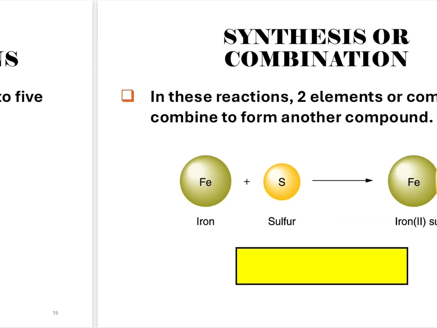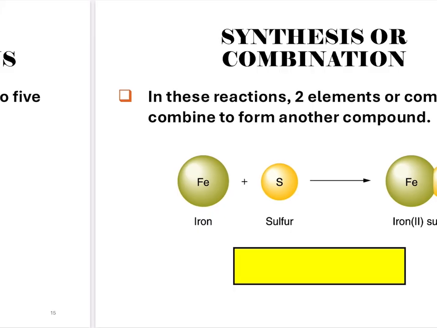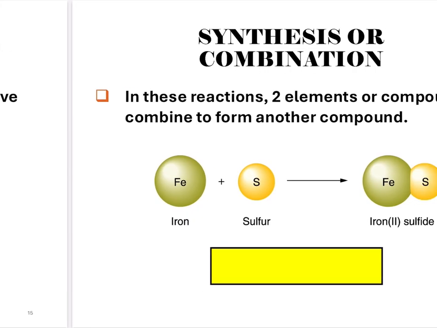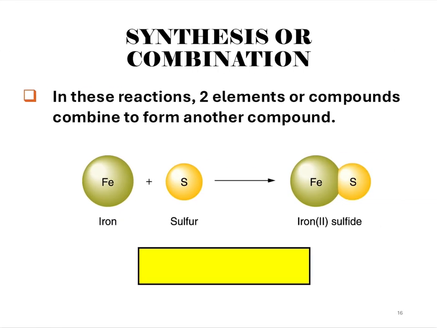Okay, so a synthesis reaction. This is going to be a reaction where we have two elements or compounds that combine to form a larger compound, right? So this would be something that looks like A plus B, then goes to AB, right?